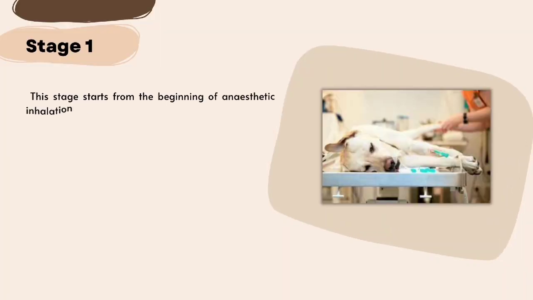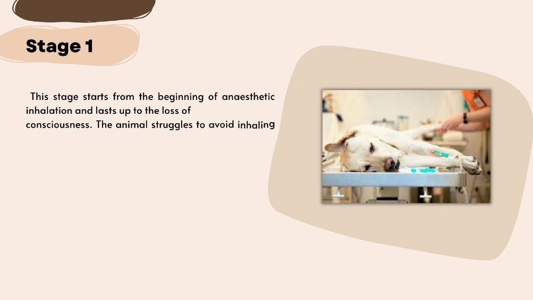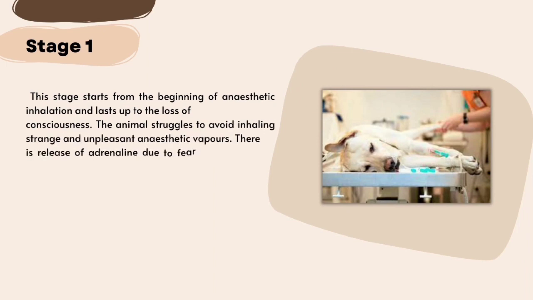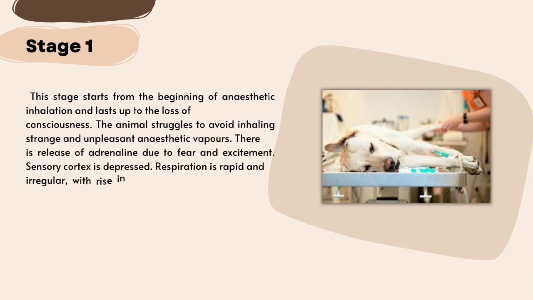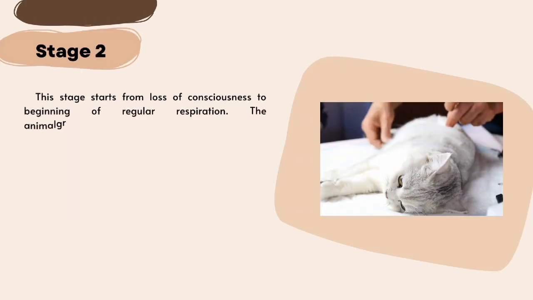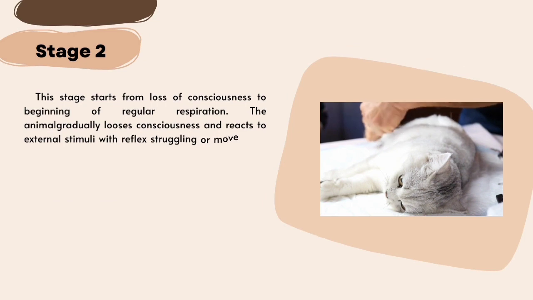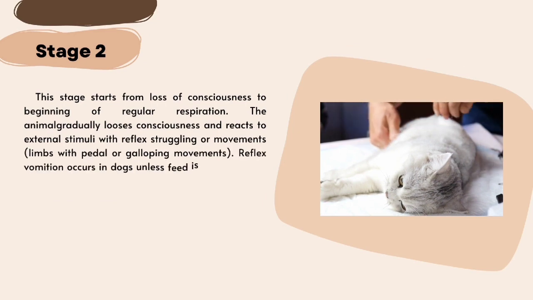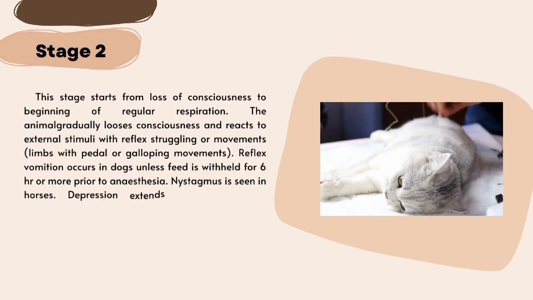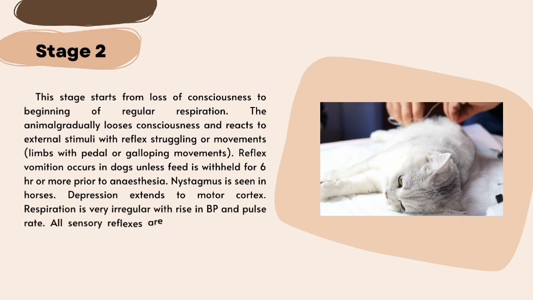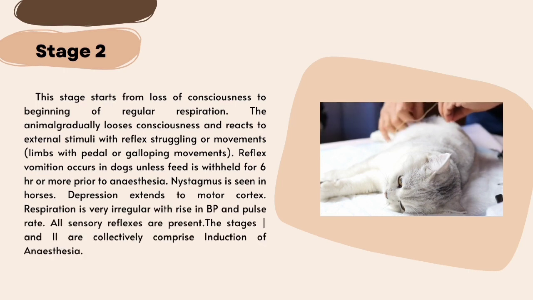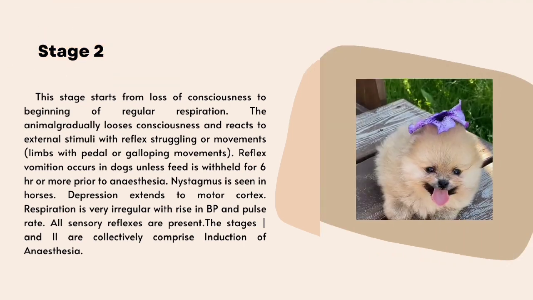In stage 1, this stage starts from the beginning of anesthetic inhalation and lasts up to loss of consciousness. The sensory cortex is depressed, but all reflexes are present. In stage 2, this stage starts from the loss of consciousness to the beginning of regular respiration. The depression extends to the motor cortex, but all reflexes are present. Stage 1 and stage 2 collectively comprise the induction of anesthesia.